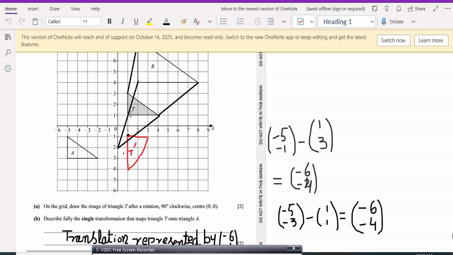The method is, we join all the corners of this triangle T to the origin, and then make a 90 degree turn on each line, and then the distance from the image to center of rotation and from the object to center of rotation will be equal. This is one box, so this is one box here. Now this is very easy. This is 2 boxes, so 2 boxes here, and from here is 3 boxes, so 3 boxes here. So T dash, this is the image of the T. That's it.